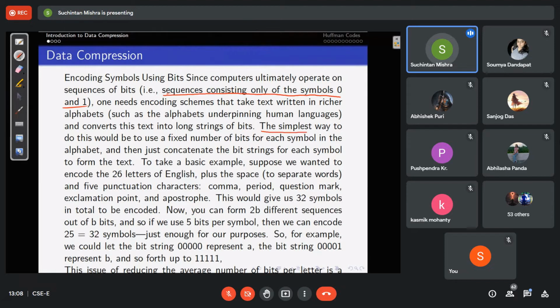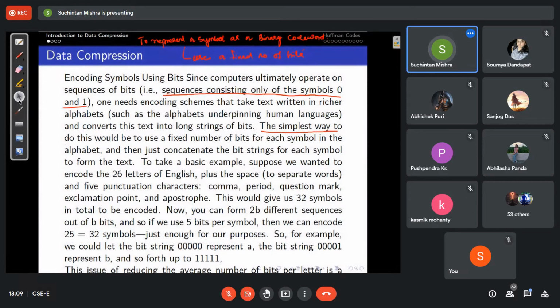The simplest way to represent a symbol as a binary code word is to use a fixed number of bits. So every symbol will get a fixed number of bits.